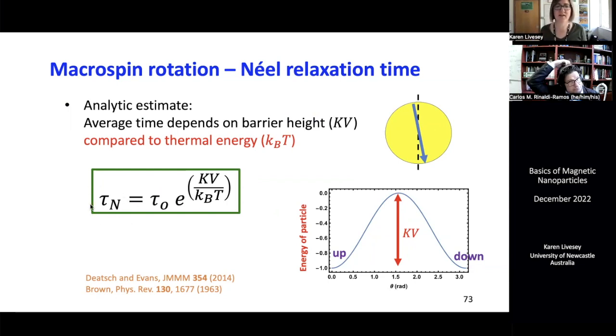So this is the relaxation time. I'll call it tau sub N for Néel relaxation time. And it's given by some constant tau naught, which people often call the attempt time. And then it's an exponential, and we see that competition between the anisotropy barrier and the thermal energy arising here.